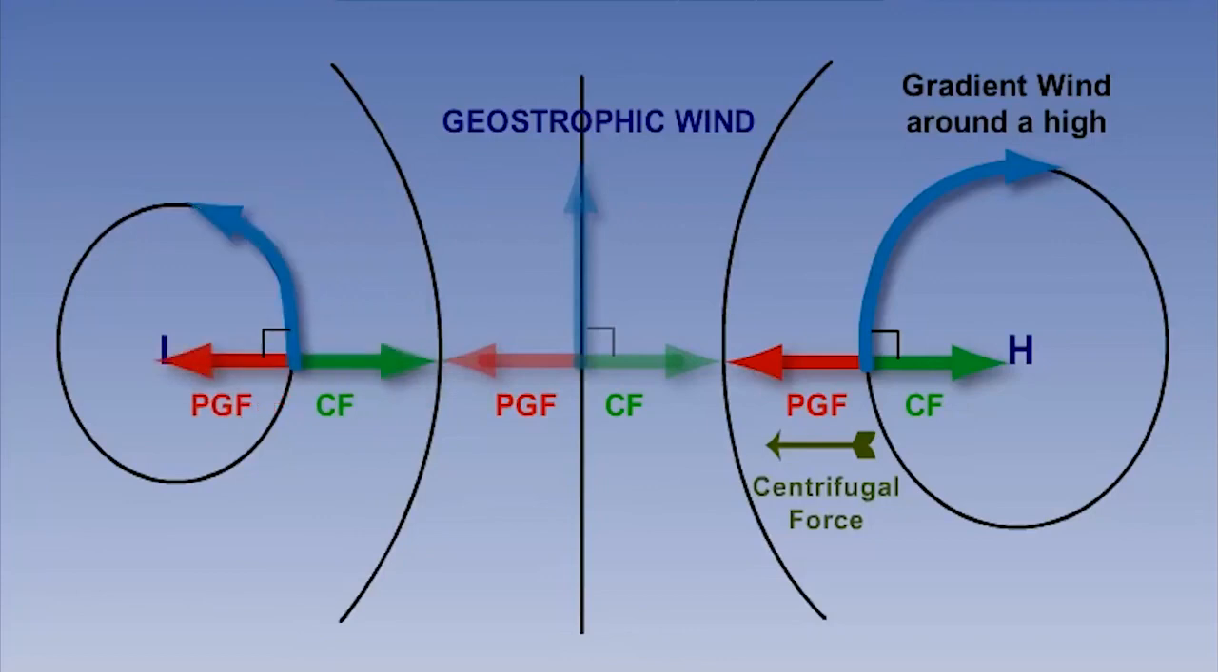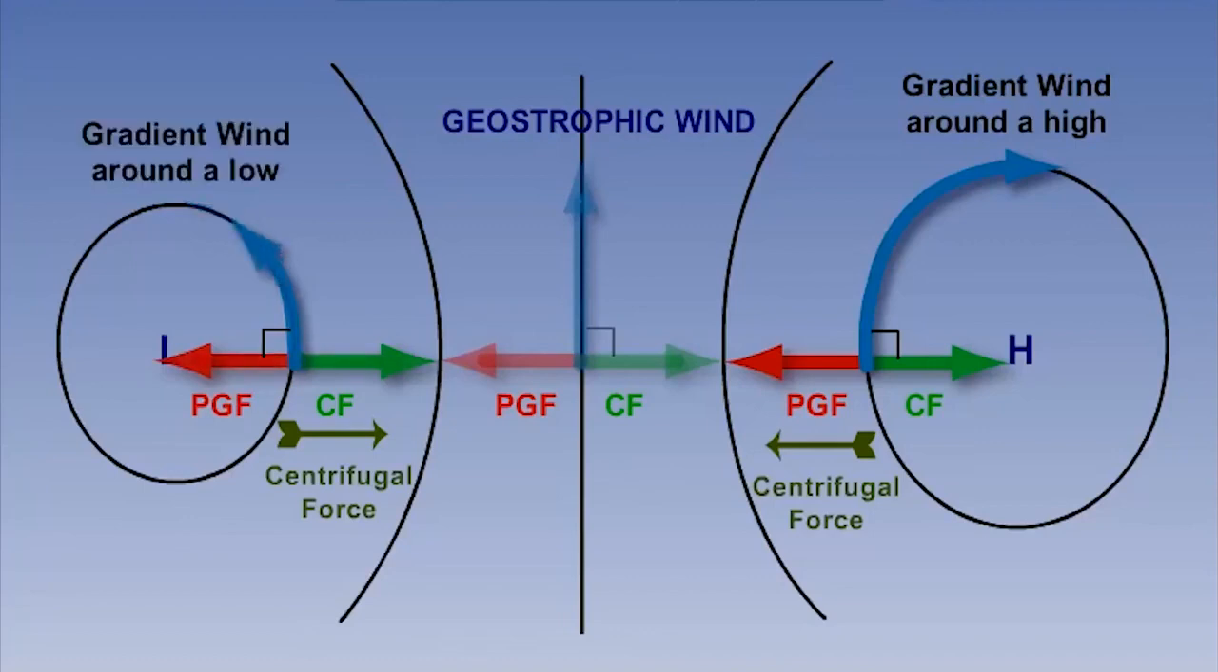Let's look at the gradient wind around a low pressure system. If we add the centrifugal force, notice that this time it opposes the pressure gradient force. This will reduce the wind speed. Therefore, as a result of the additional force, the gradient wind around a low is slower than the geostrophic, even though the isobar spacing of the two winds is the same. So, around a low pressure, just remember that the gradient wind is slightly slower than the geostrophic wind.